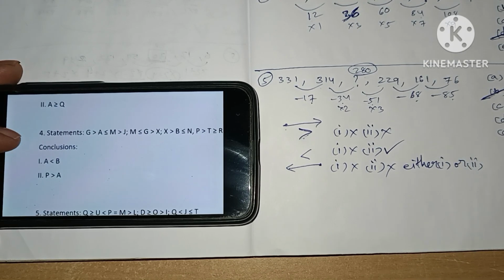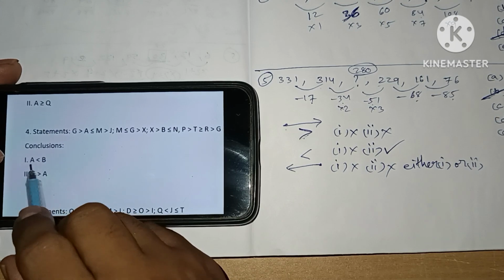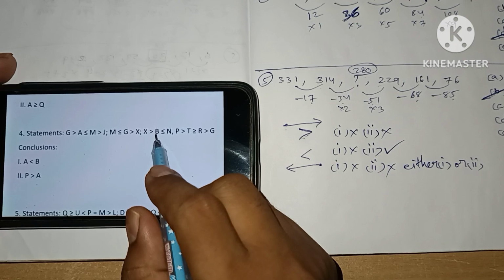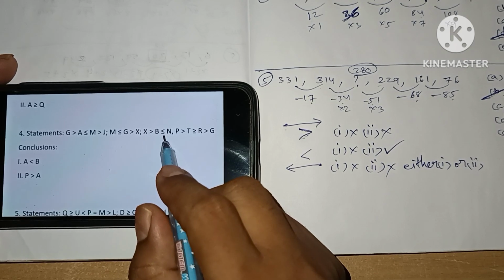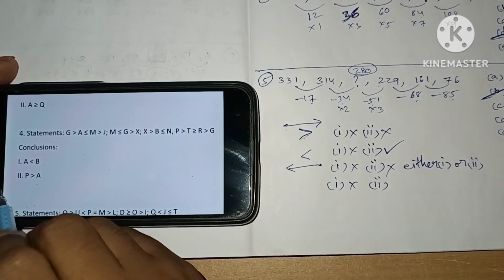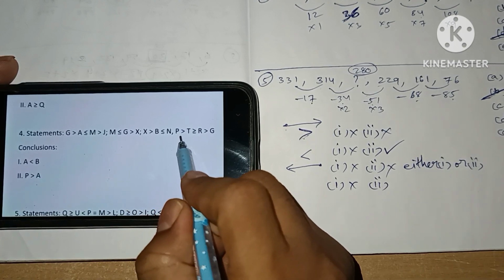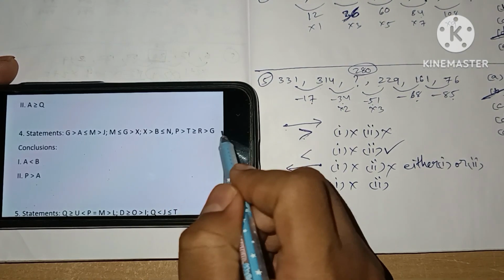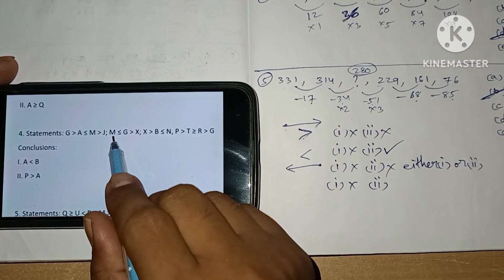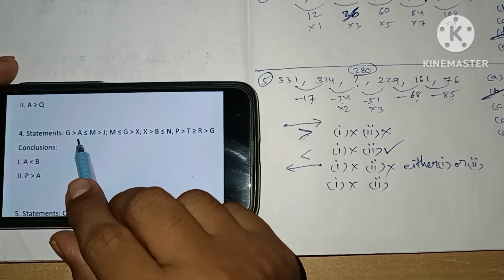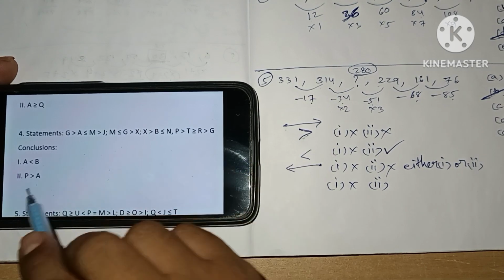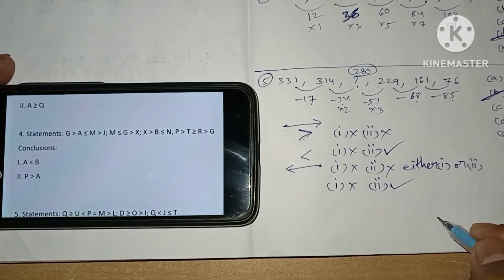Next, fourth question. The flow from B to A. From B we cannot flow. So the first conclusion will be false. Second conclusion, the flow from P to A. From P we can reach to T or G. From G we can reach to M. From M we can reach to A. Here is equal to, here is equal to, but there is no equal to here. So second conclusion will be true.